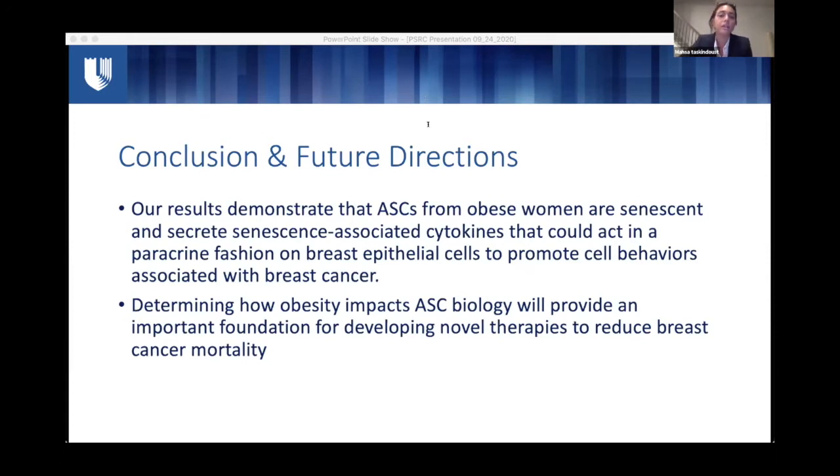And ultimately, determining how obesity impacts ASC biology and how that biology may contribute to breast cancer will provide an important foundation for developing novel, potentially ASC targeting therapies to reduce breast cancer mortality.